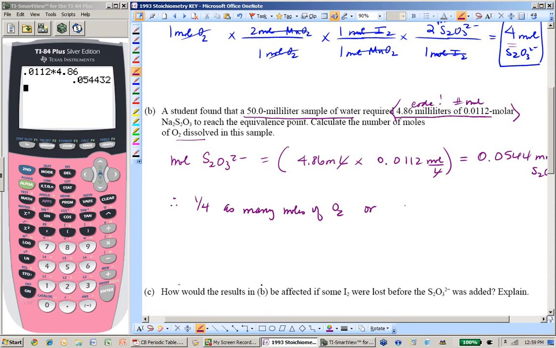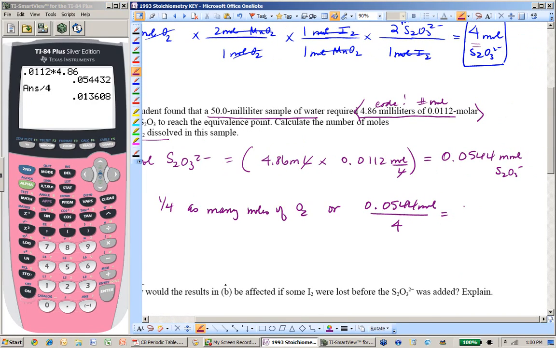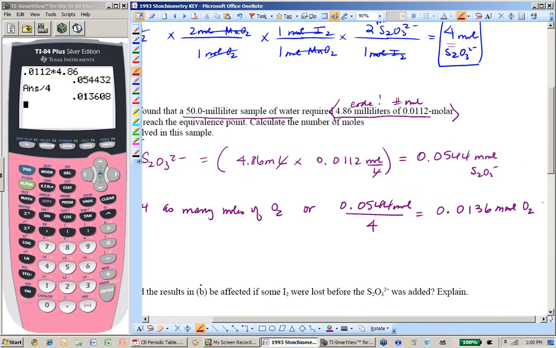Or if you want to actually do it, 0.0544 moles divided by 4. That's why they had me figure that first piece out, so I could use it here. So that comes out to be 0.0136 millimoles of oxygen.